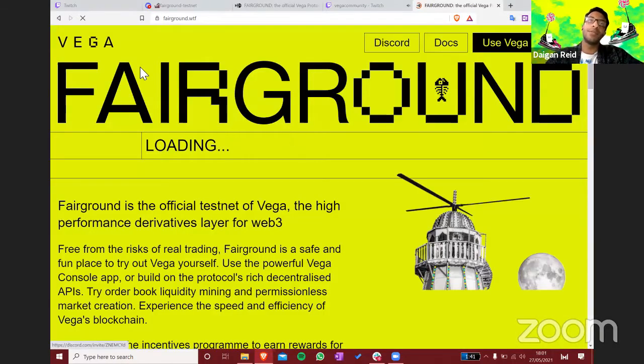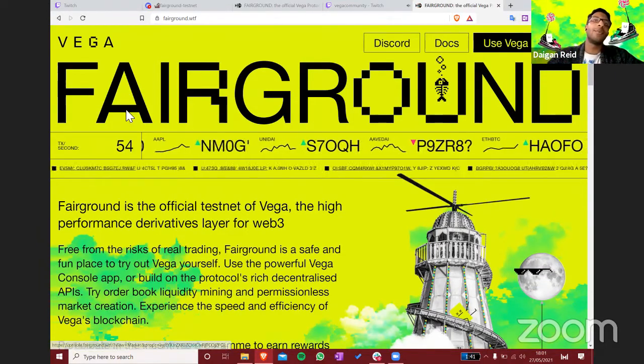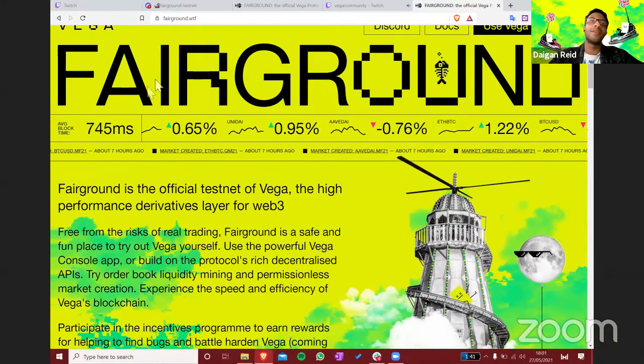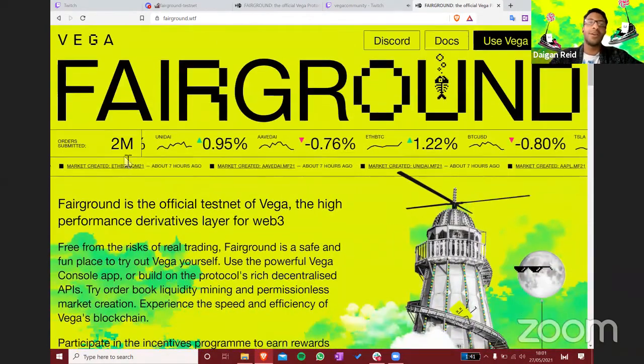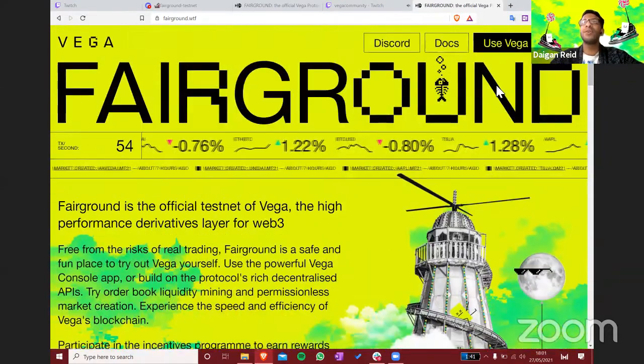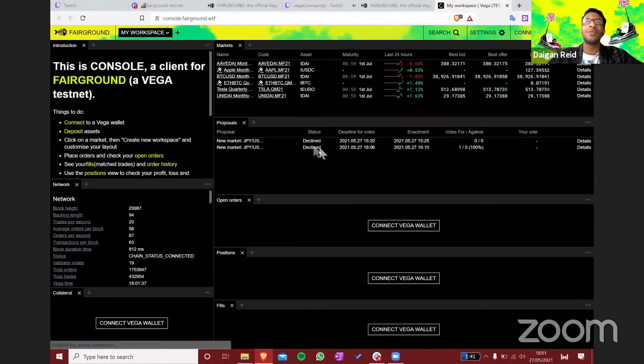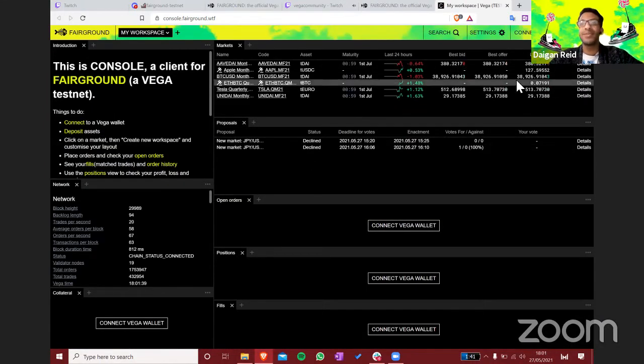This is the official website for the Vega Testnet, Vega Fairground. And you can see here we have it all working as it should. It shows you can take a ride in the Vega console either from that button or from this one up here. And if I click on it now, it takes me to the console. And then it's very, very easy to make a wallet. You just click Connect Vega Wallet.